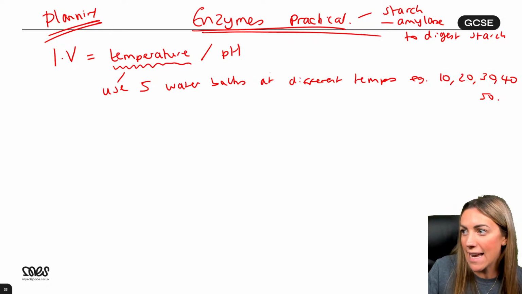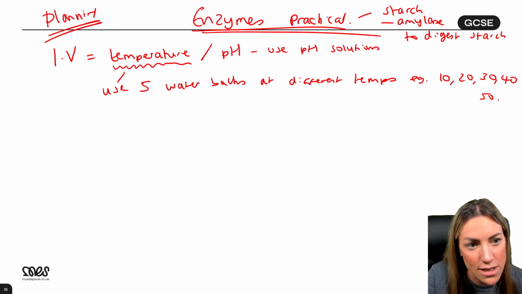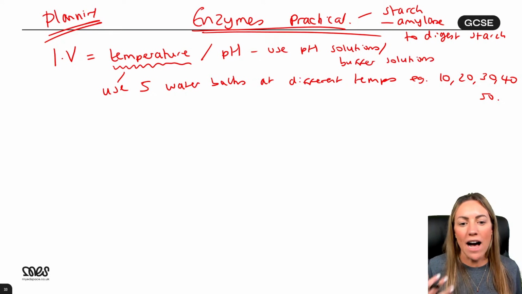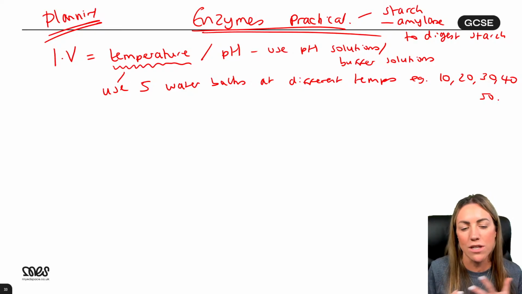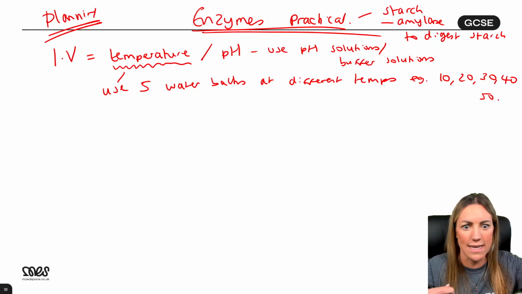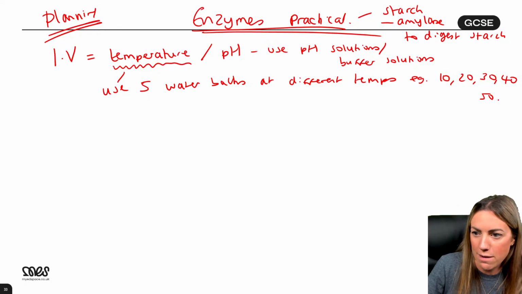Yeah, if it's pH, at GCSE, you can just say use pH solutions, but they're actually called buffer solutions if you want to use. So you could say use 5 different pH solutions or 5 different buffer solutions. You could do pH 2, 4, 6, 8, and 10. 5 is a good range for your independent variable.